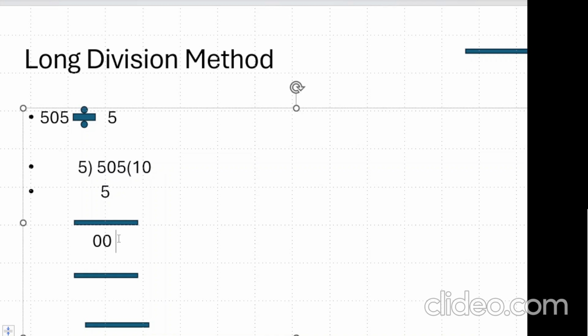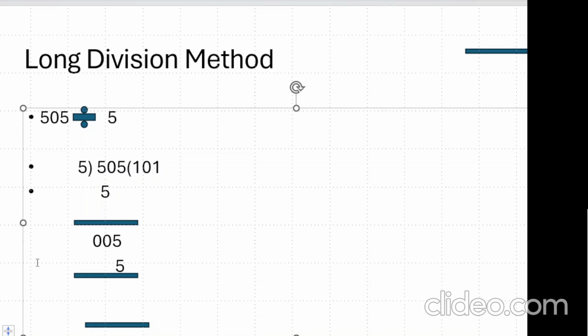Then take 5 as the next. Take 5, bring down 5 here. Then we have 5 into 1, which becomes 5. So considering I have the resultant 5 here, 5 into 1 is equal to 5.